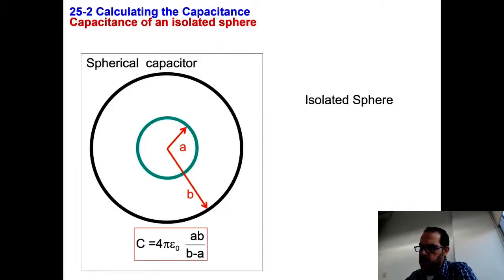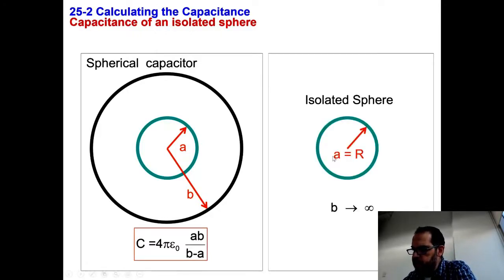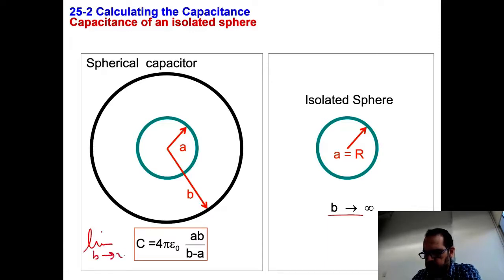So what if we have an isolated sphere? An isolated sphere is equivalent to two spherical surfaces, except the outer surface's radius B goes to infinity. If we take the limit of this when B goes to infinity, C is going to be equal to 4 pi epsilon 0 times A. The limit of AB divided by B minus A when B goes to infinity is equal to A.